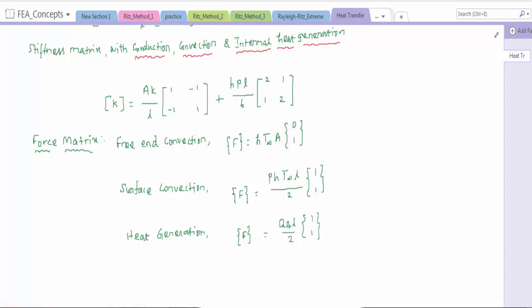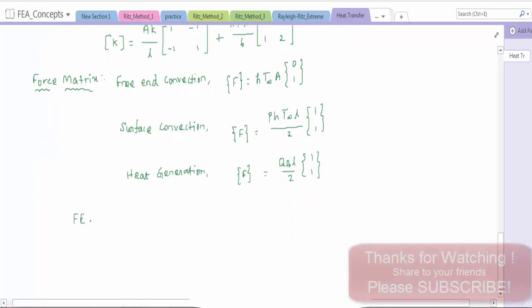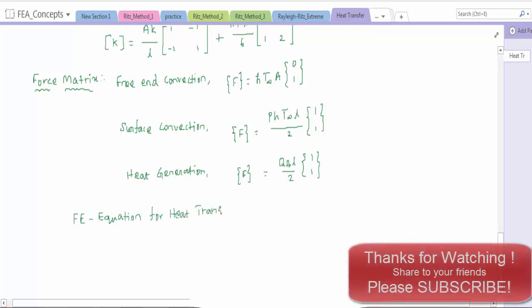So these are all the formulas you must remember. In the FE equation we know that heat transfer is the global K matrix times the temperature equals the force load vector. If a heat generation Q is given, then you have to take this. If surface convection, then you have to use this formula, and for free end convection you have to use this formula.